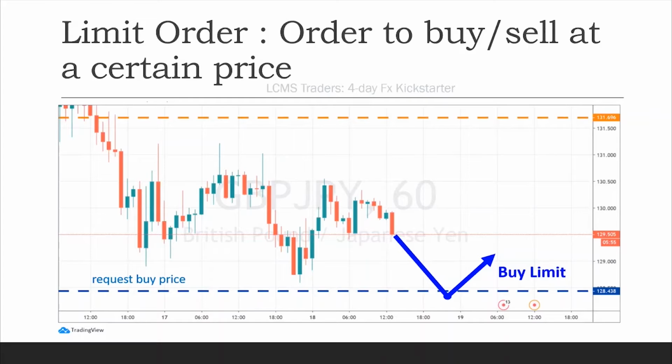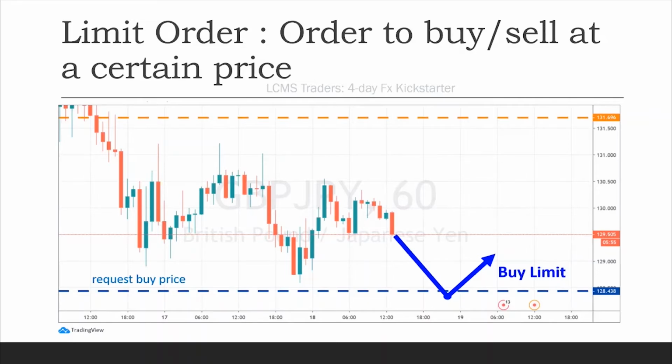So in this scenario, we see a buy limit at 128.43. What this means is price would have to drop from 129.50 below 128.43, go back up, and then a buy trade would be executed. So that's the buy limit order there.